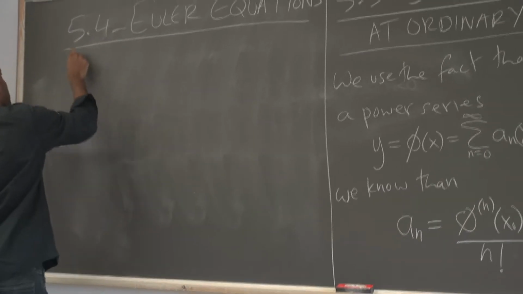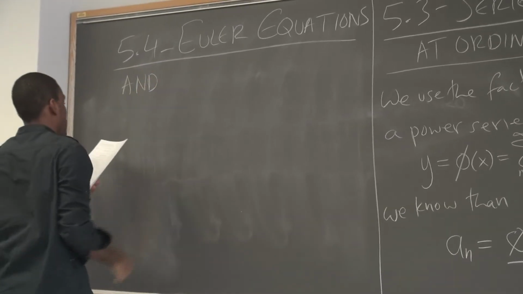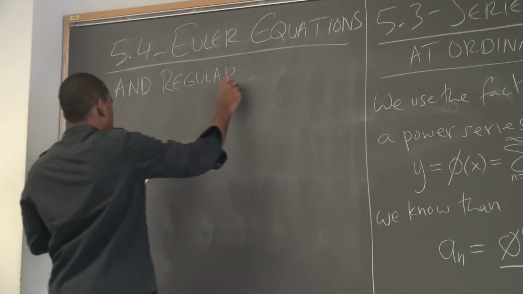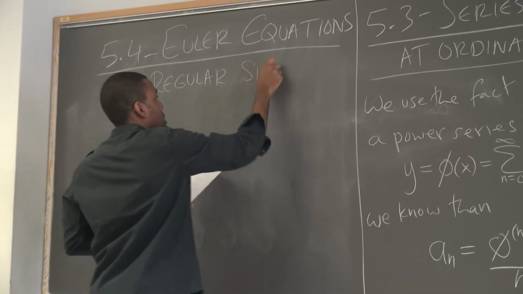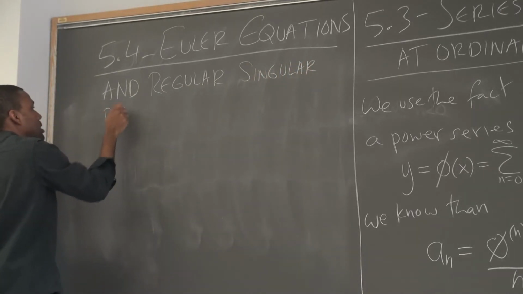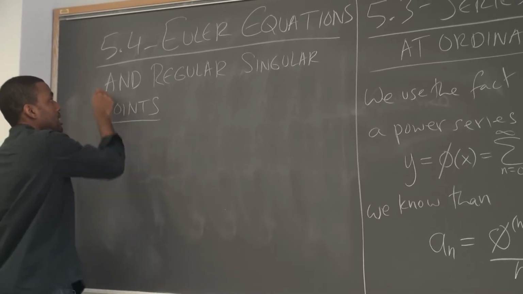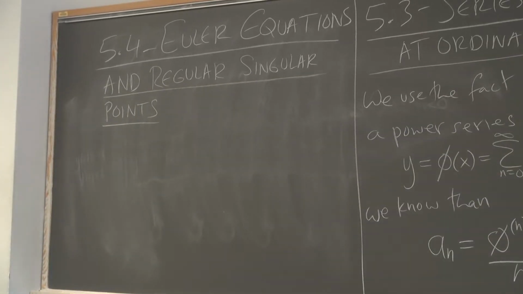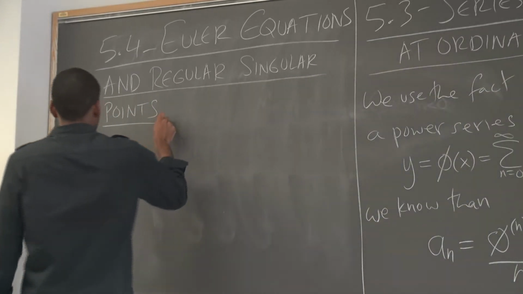Euler. And regular singular points. Now this is going to be very familiar to you because we've actually touched on these in chapter 1, but we never sort of explained where they came from.